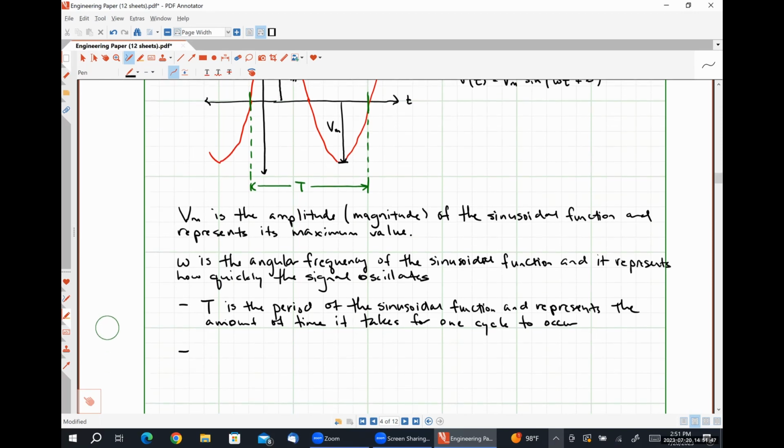F is the linear frequency of the sinusoidal function, and represents the number of cycles per second.